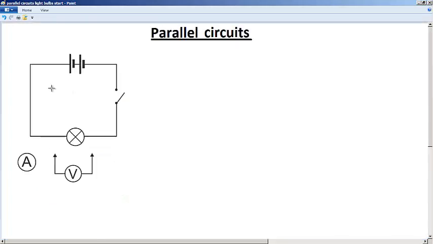So we remember in the last unit we started off with this simple circuit where in fact at this moment the light bulb is connected in series to the battery. If I want to connect another light bulb, not in series but in parallel to this light bulb, then the circuit will look like this.